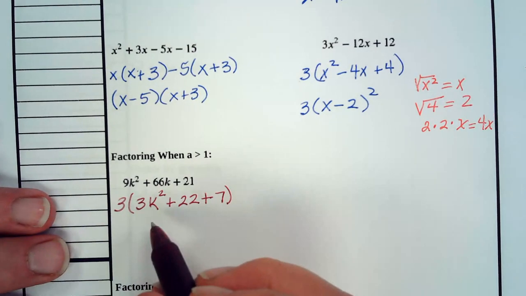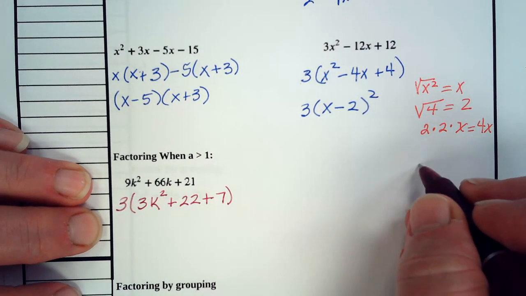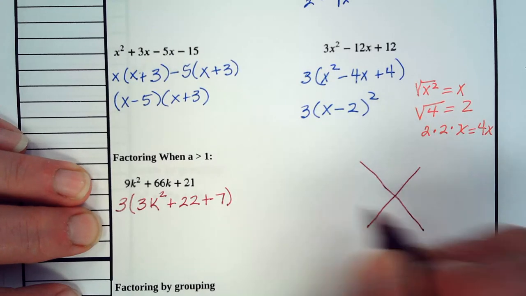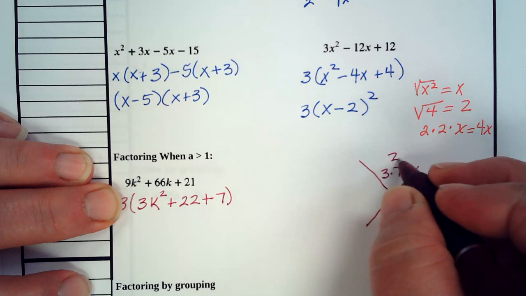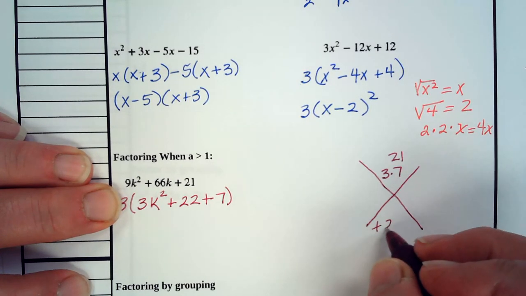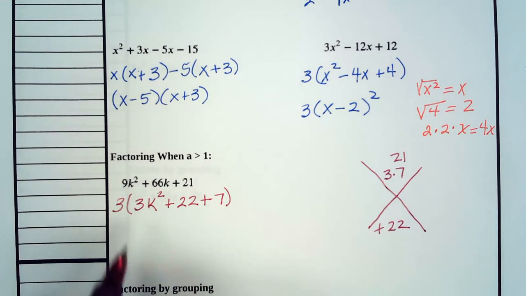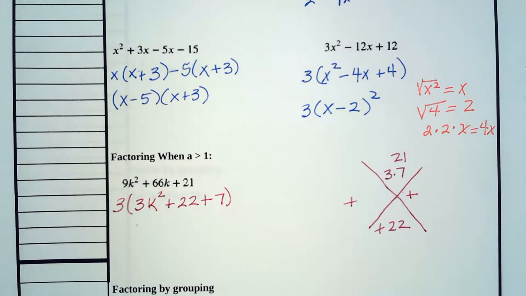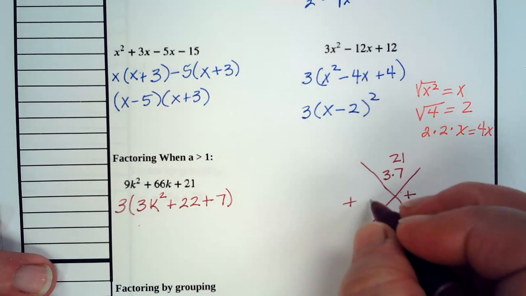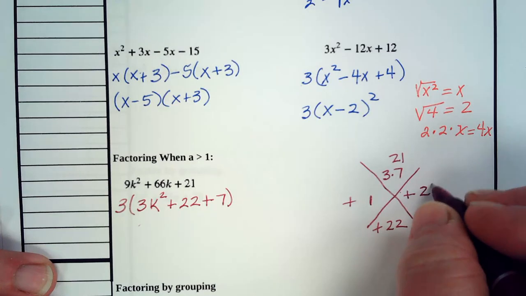Well, we're going to do our little diamond again. 3 times 7 gives me 21. I've got 22 down here. Everything's positive. Both of my factors are positive. What are my factors of 21 that add up to 22? 1 times 21 is 21. 1 plus 21 is 22. So it's 1 and 21.